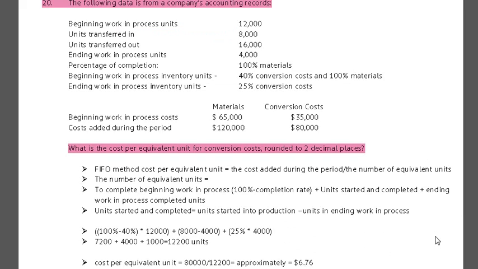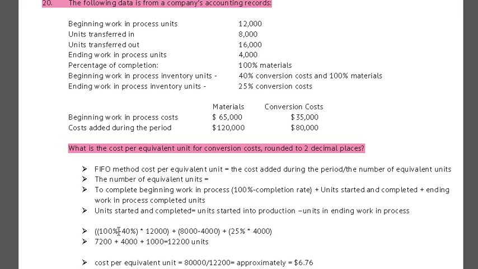Question number 20. In this question, you're being asked to calculate the cost per equivalent unit for conversion costs. So you have to first determine your number of units in order to then calculate your conversion costs. This is asking you to use the FIFO method. Make sure you understand how to calculate your units based on the FIFO method or the weighted average from Chapter 3. The first part of the calculation they're doing is to actually calculate the units.